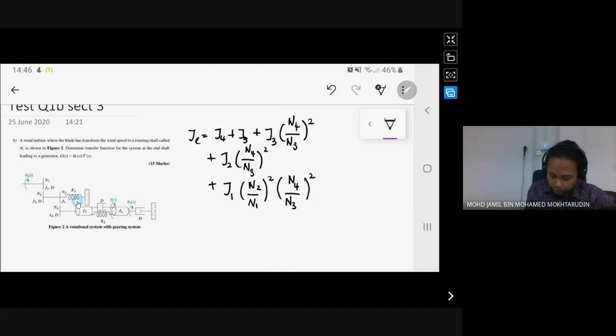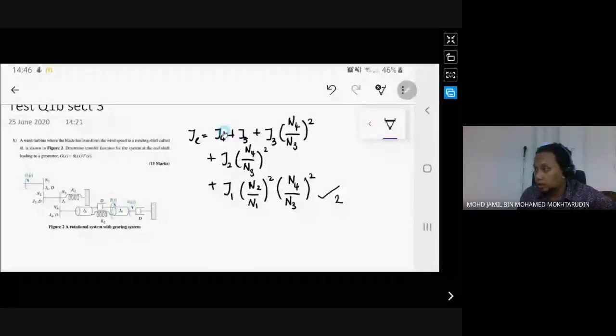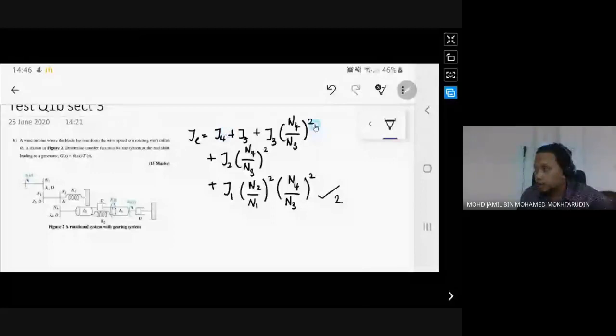So if you have all of these values here, you get 2 marks. Sometimes you miss J4, for example. So if you miss 1, you get 1 mark only. Or sometimes you put power of 3 instead of power of 2, you get 1 mark. And if you put N3 over N4, you also get 1 mark.